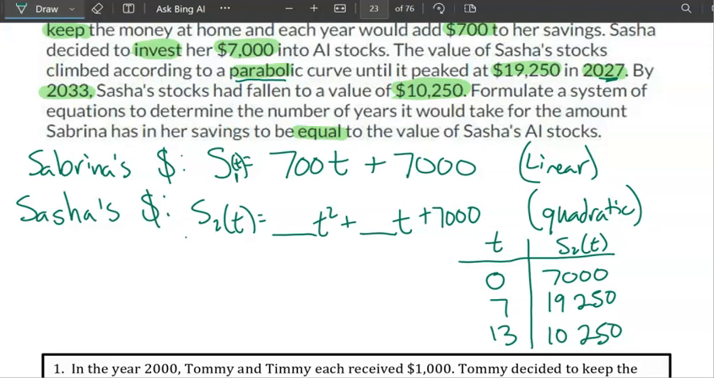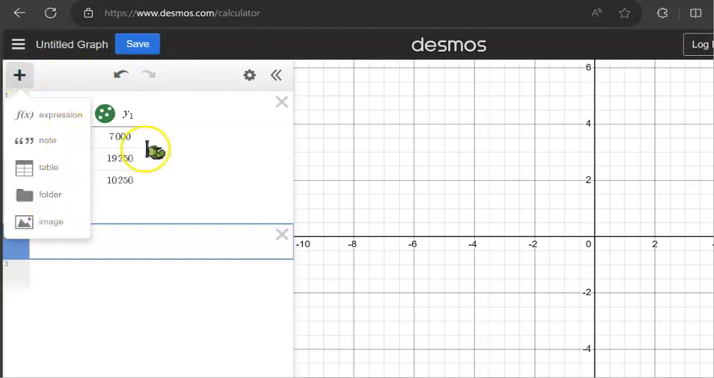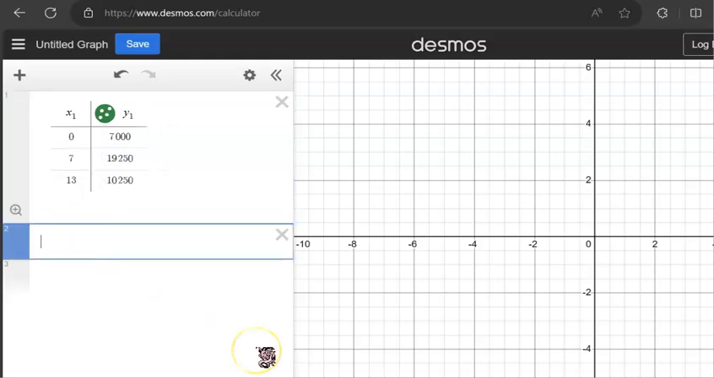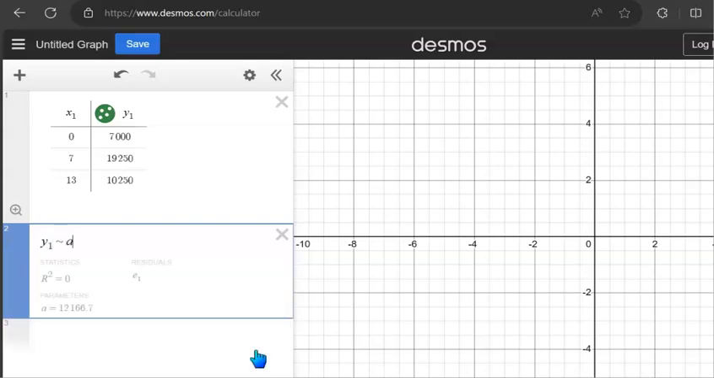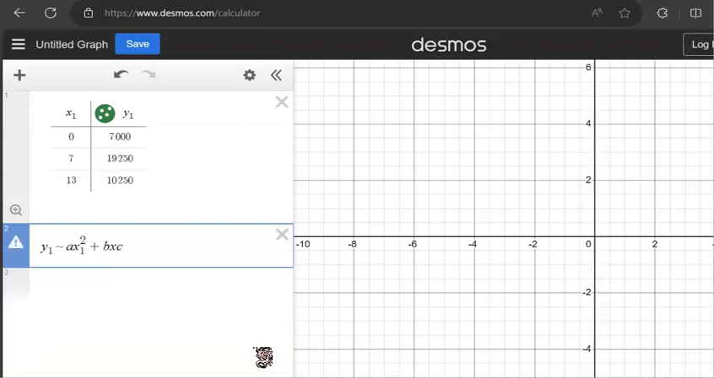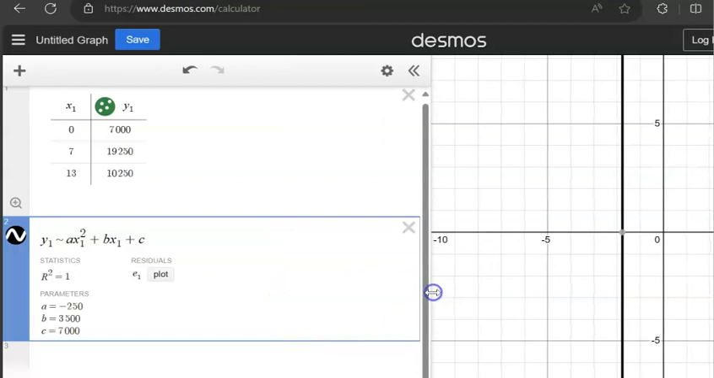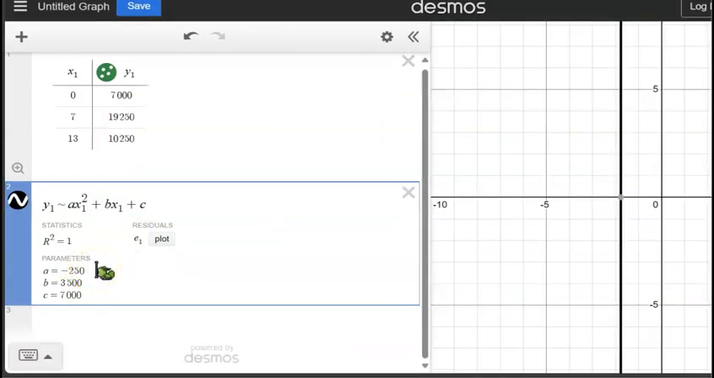You could use matrices here, or you could also use a regression model. Let's go ahead and use the regression formula on the Desmos calculator to find this. So we'll go to desmos.com/calculator. Click the plus sign, click on table, and then type in your 3 data points. Next, click the box below and type in y1 tilde ax1 caret 2 plus bx1 plus c. From there, we can find what A, B, and C are. A is negative 250, B is 3,500, and C is 7,000.